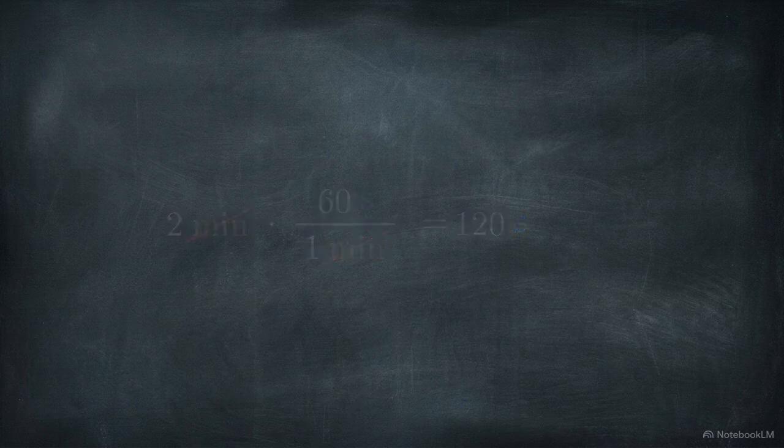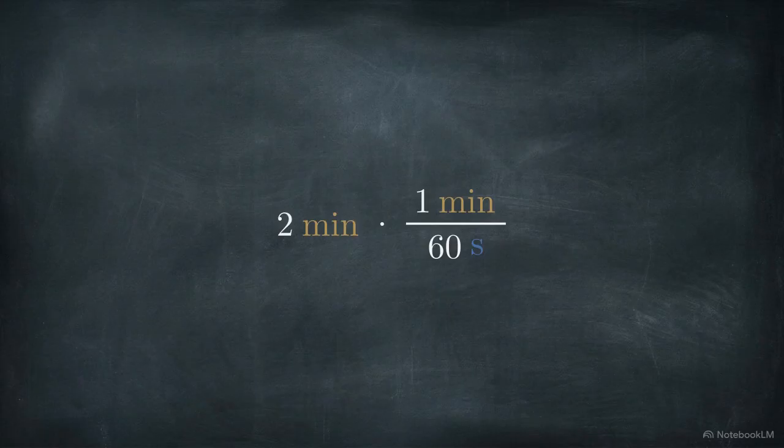This creates a built-in self-check. If your unwanted units do not visually cross out diagonally top to bottom, your fraction is upside down. Flip it and try again.